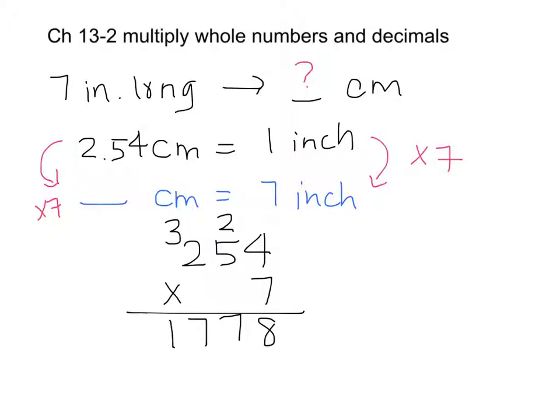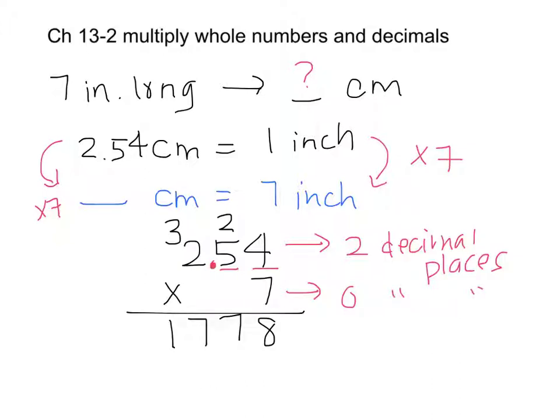So you're going to look at the original problem, and let's put the decimal point back in. It's right there. How many place values do we have after the decimal in 2.54? 1, 2. You have 2 decimal places. Okay? How many do we have in 7? 0. We do not have any. It is not a decimal. There is no decimal point there, and there's no numbers after the decimal. Okay, so we have 0. So that means in total, how many decimal places do I have? 2. Okay, so I have 2 decimal places.